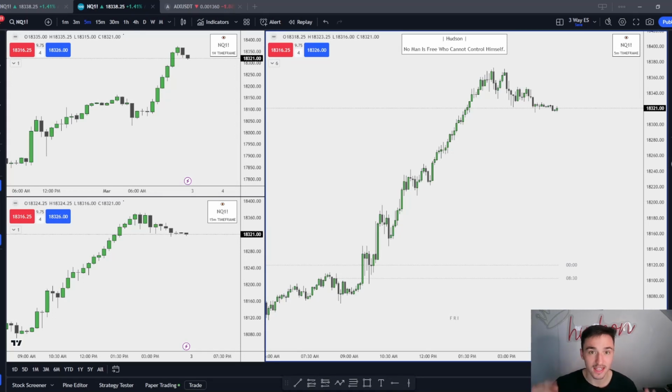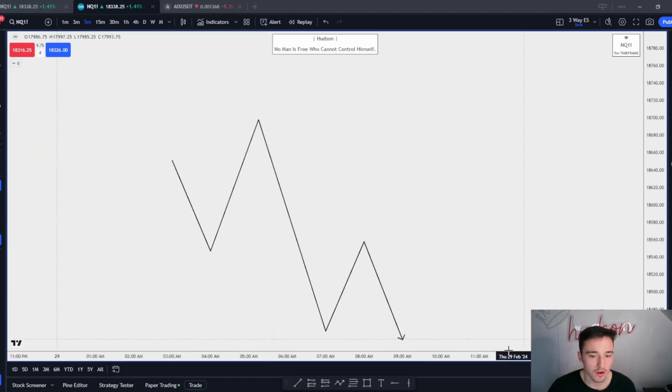Let's get into one of the easiest ICT entry models that exist, called the unicorn model. So let's hop into the charts and show you what this is.